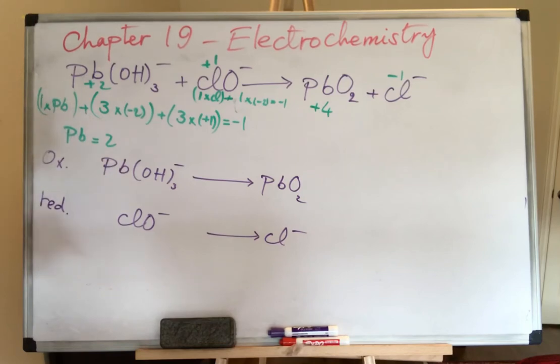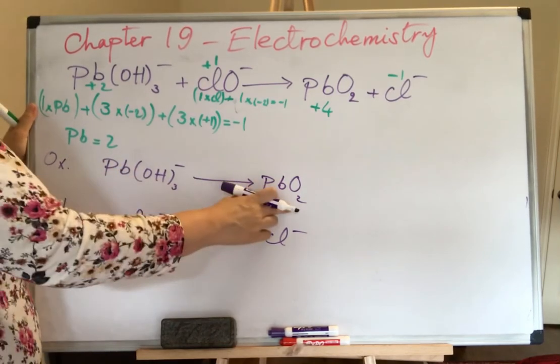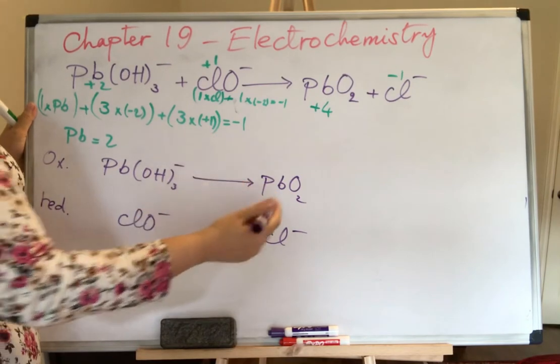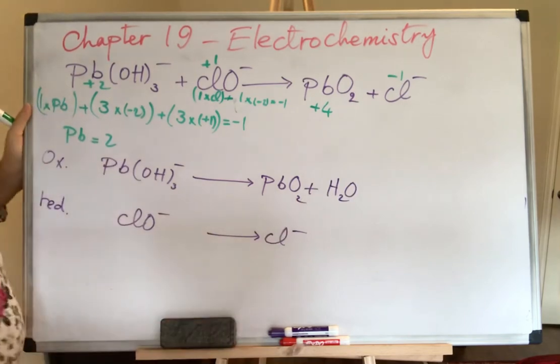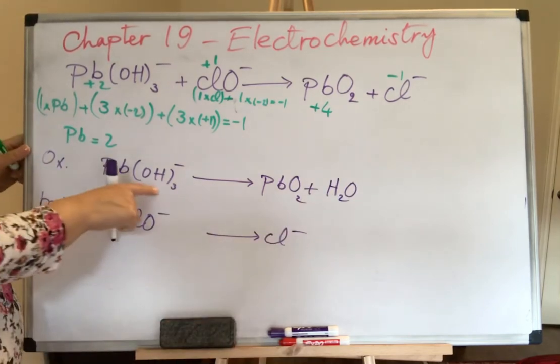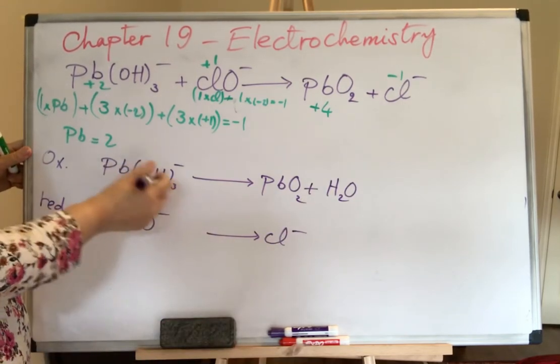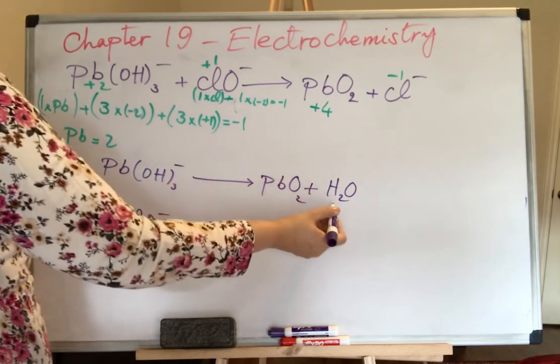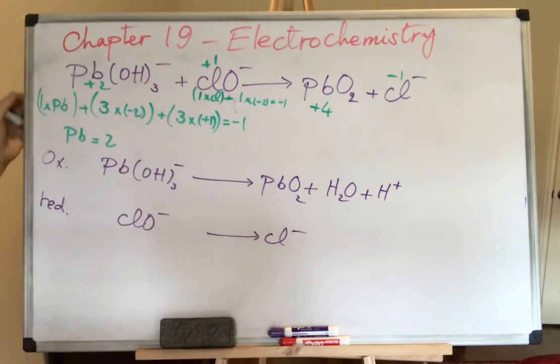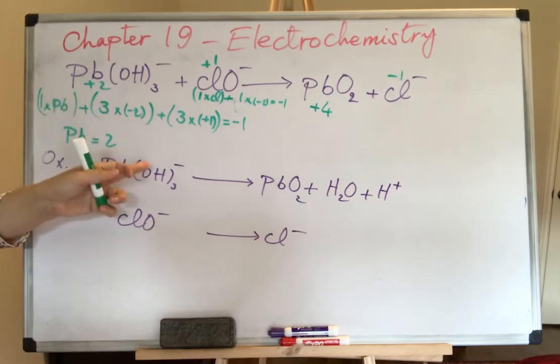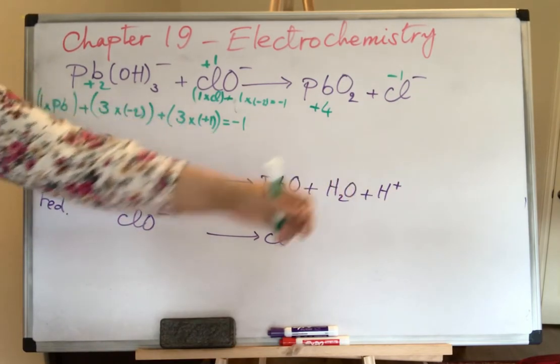Pb is the same. 3 oxygens, 2 oxygens. How do we add more oxygens? By adding more water. And how many more do you need? 2 only. And now, how many hydrogens? How many hydrogens do you have? 3, but you have only 2 of them there. So you will add 1 more hydrogen ion. You have a -1, you have a +1.